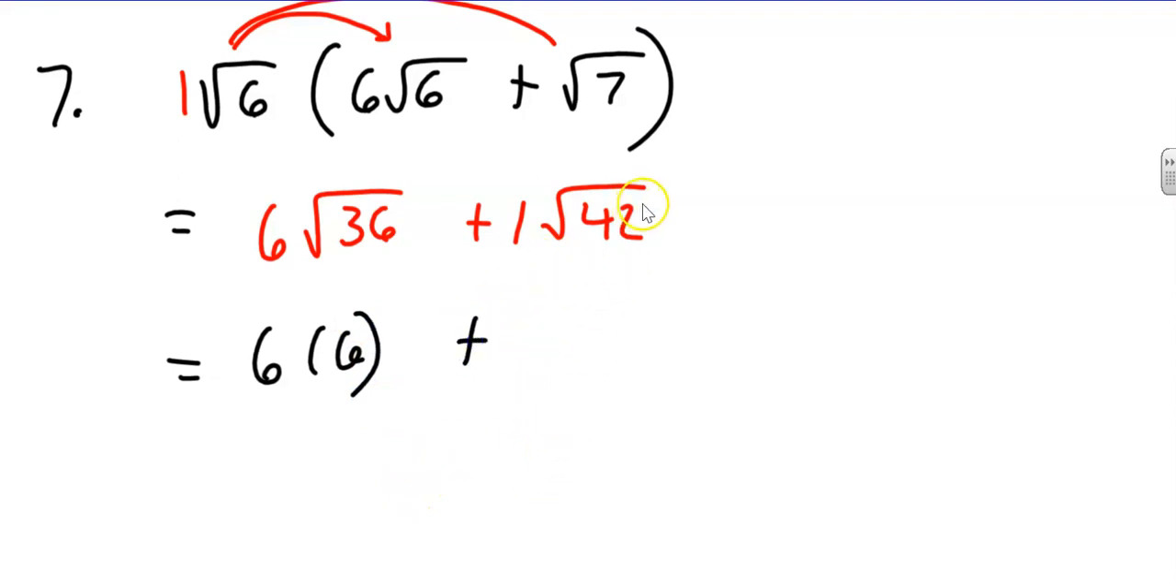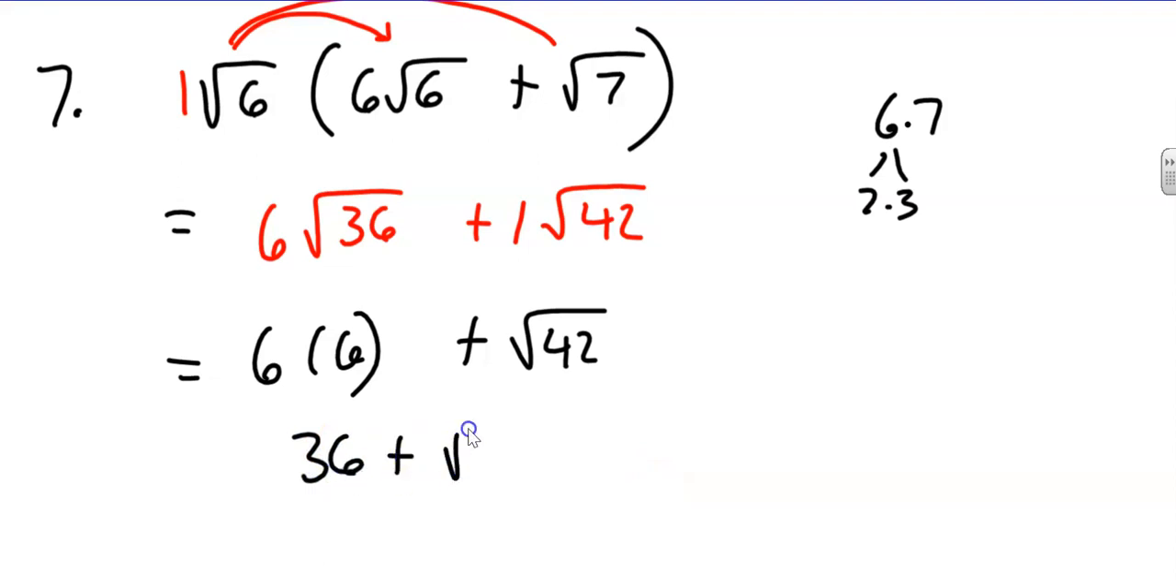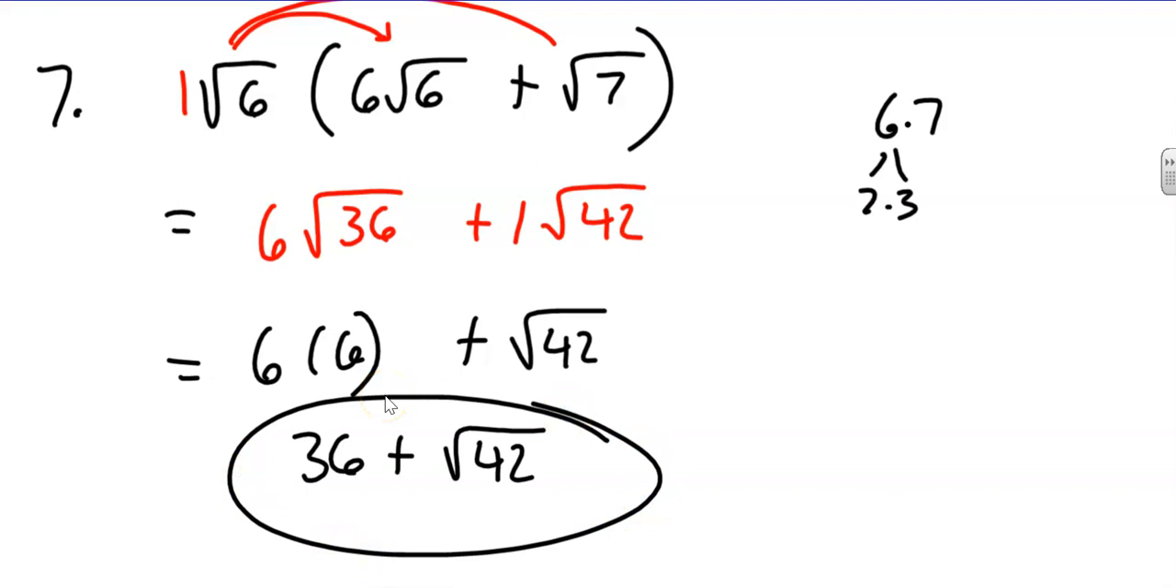Square root of 42. Now, if you go back and break it down, it is 6 times 7, but neither one of those are perfect square numbers. And if you break down the 6, it's 2 times 3. So there's no perfect square roots that come off this one, so that one just stays square root of 42. So that one would be 36 plus the square root of 42.